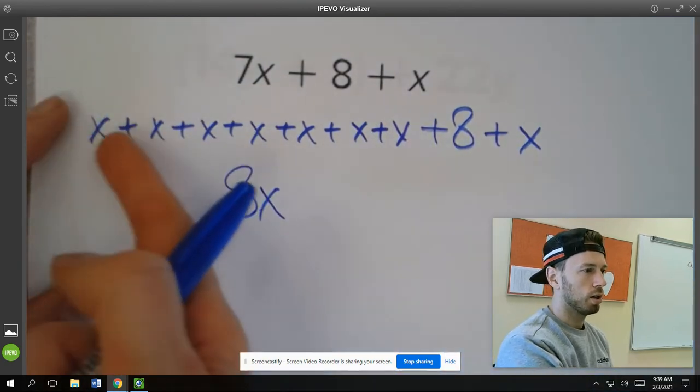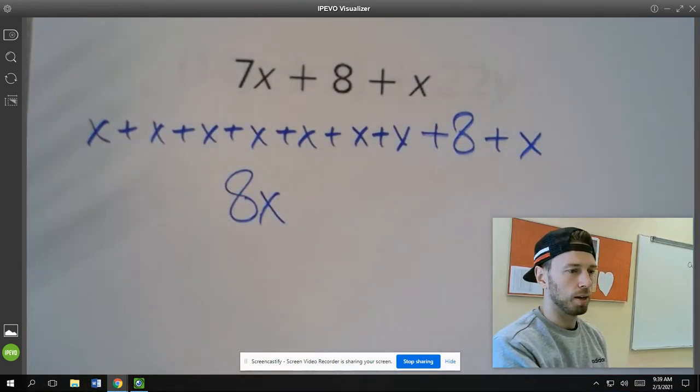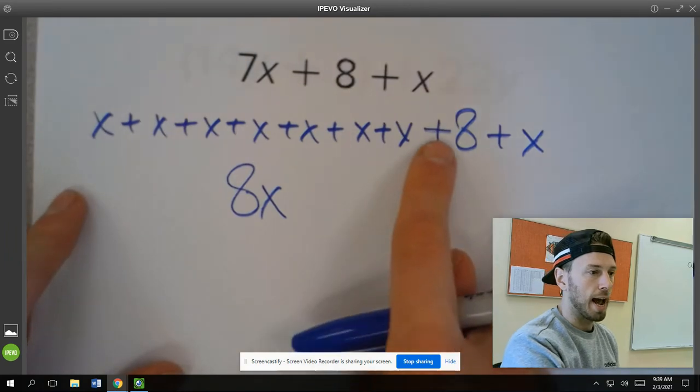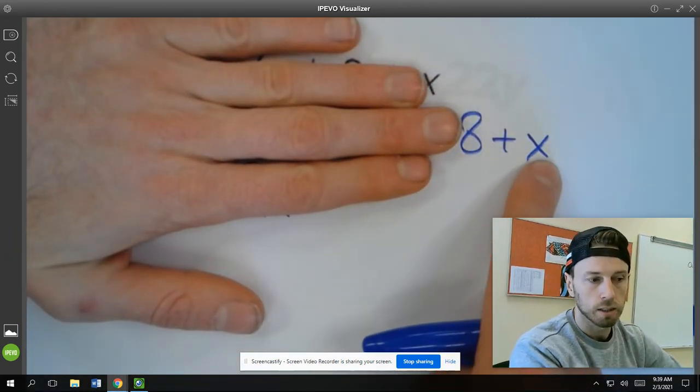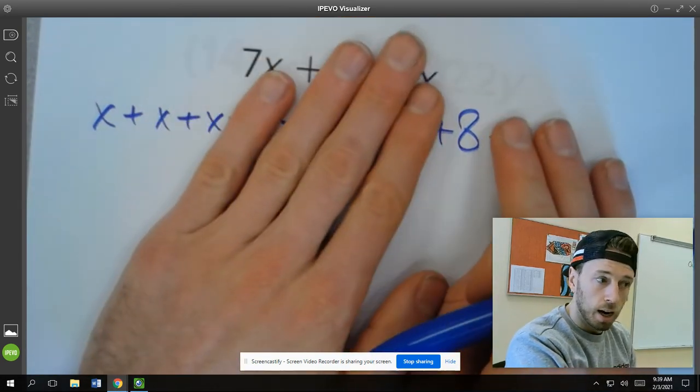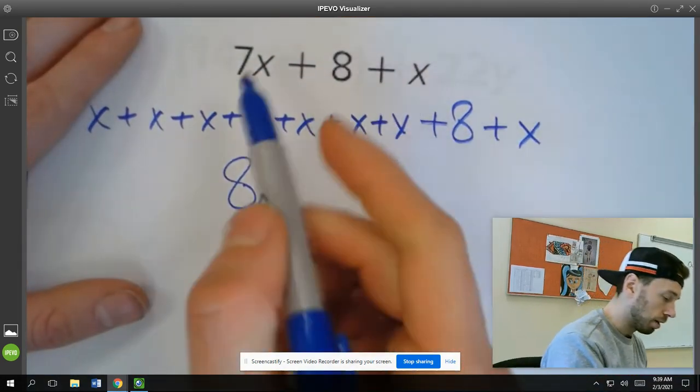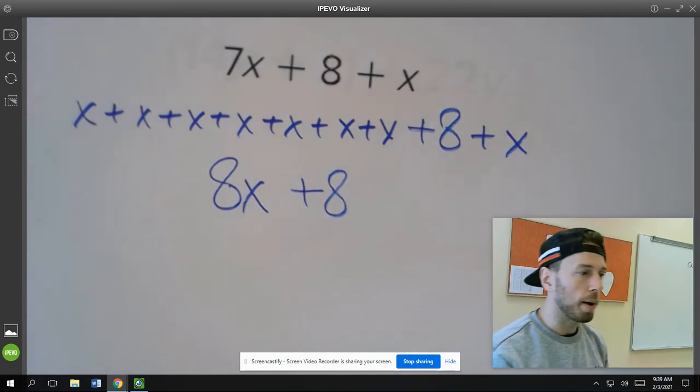Look at this long expression. Can we add this 8 to these x's? What would that be? No, absolutely not. You can't add 8 to x. Look at this: 8 plus x is what? We don't know, because we don't know what x is. So this constant here, this 8, is going to be all by itself.